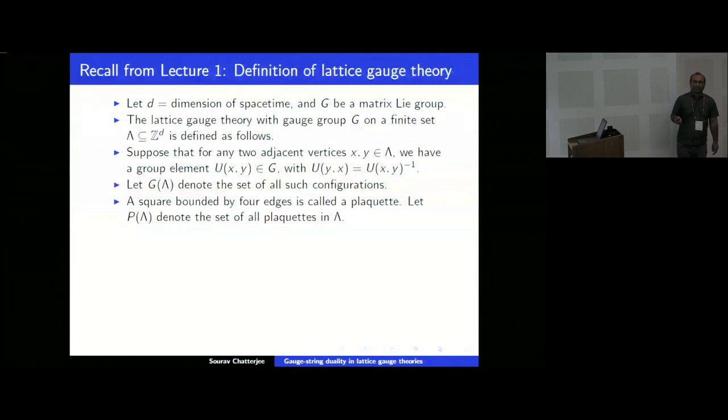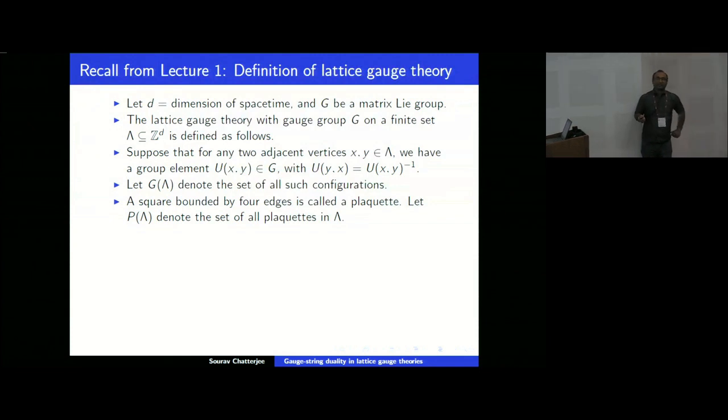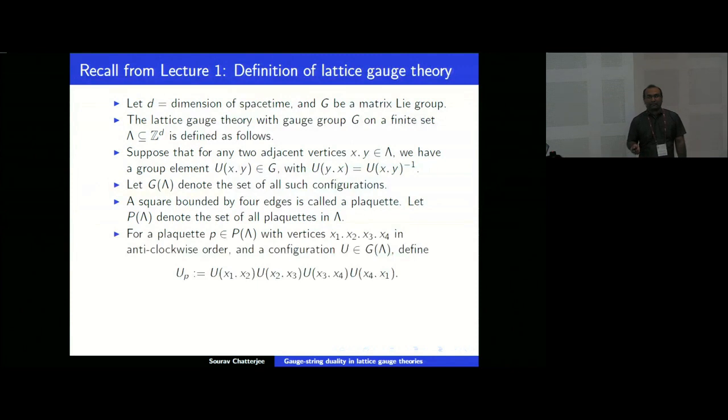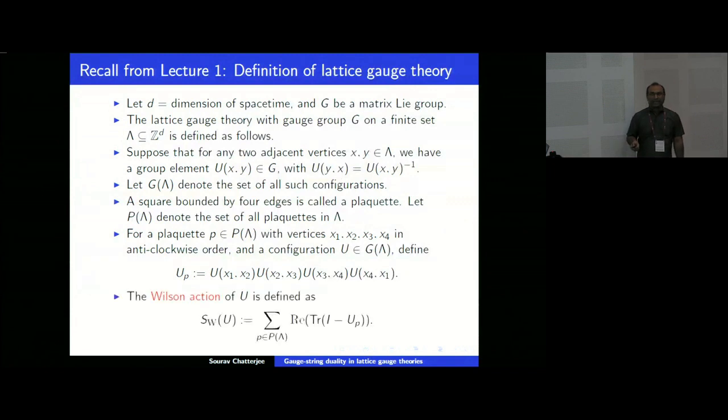And then lattice gauge theory defines a random configuration from this collection of configurations. So how is this defined? So take any square which is bounded by 4 edges. So that's called a plaquette. Let P_Λ denote the set of all plaquettes. And for a plaquette with vertices going in some counterclockwise order, and given any configuration, you define U_P as the product of the group elements along the 4 edges in the correct direction. And then you define an action, which is you take each plaquette, you take I minus U_P, trace of that, real part of that, and sum over all plaquettes. And that gives you the action. Okay, so that's the definition.